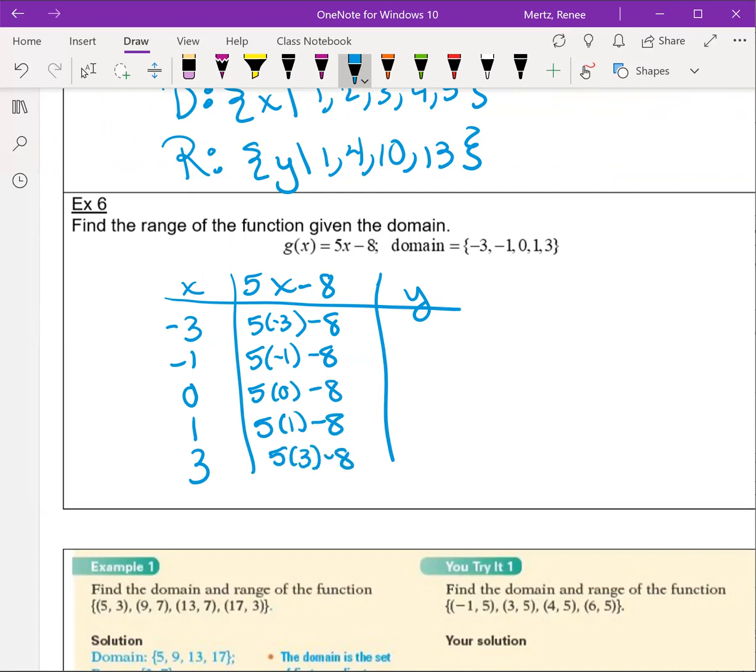So 5 times -3 minus 8 is -23. 5 times -1 minus 8 is -13. 5 times 0 minus 8 is -8. 5 times 1 minus 8 is -3. And 5 times 3 minus 8 is 7. So our range for this is listing the y values. So -23, -13, -8, -3, and 7.